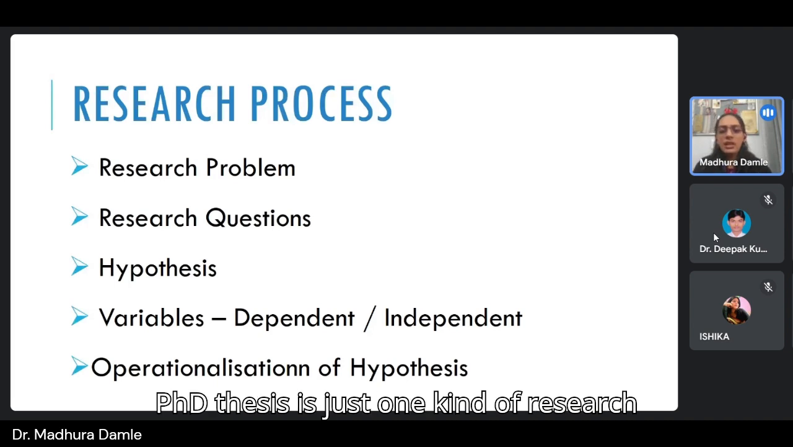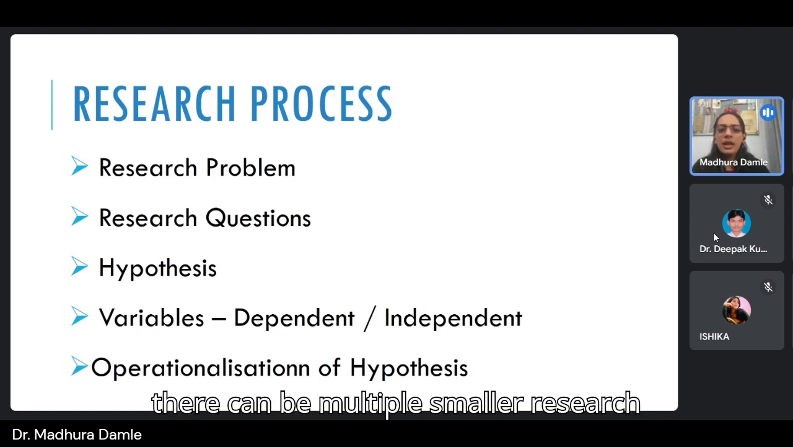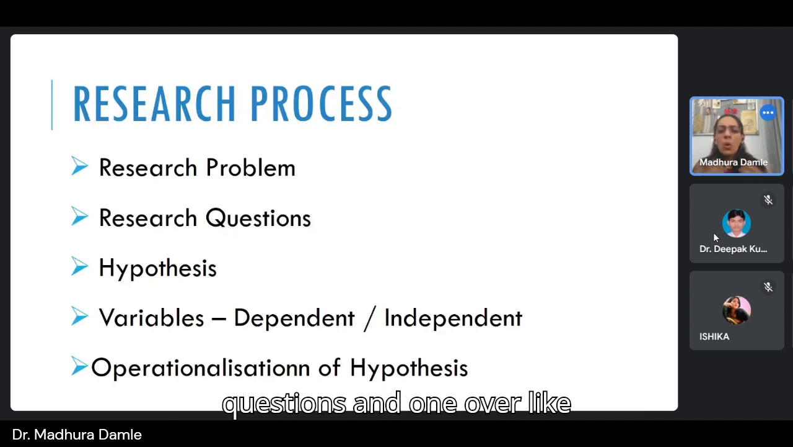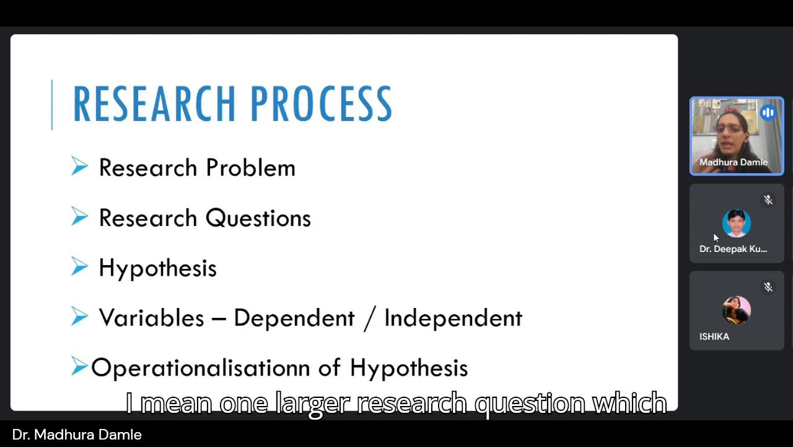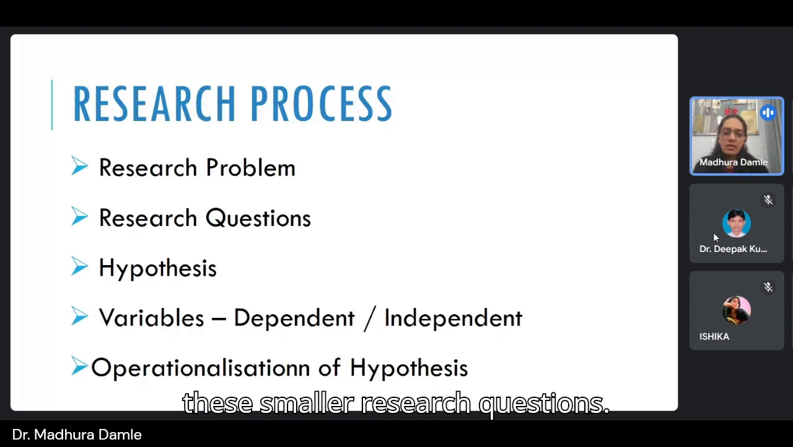And I mean, a PhD thesis is just one kind of research work, but in any other kind of research work also, there can be multiple smaller research questions and one larger research question which connects all these, or which includes these smaller research questions.